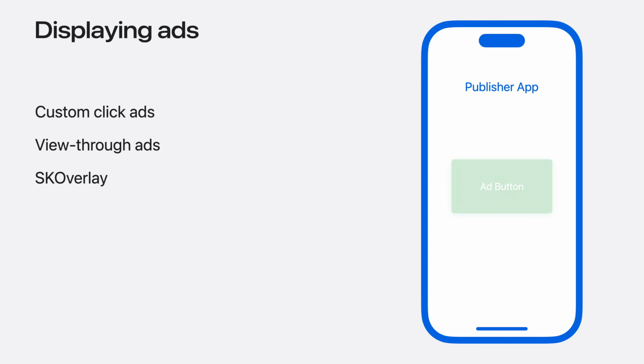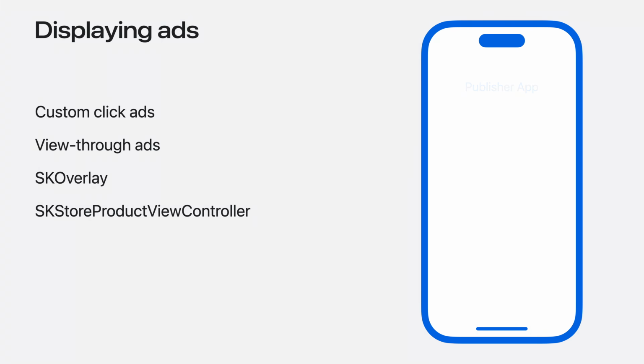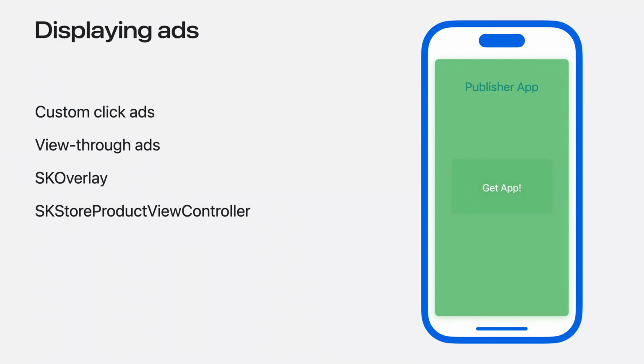Another ad type simply recommends the advertised app. For this, I can use SKOverlay, which shows up as a banner within the context of my app. Or I can use SKStoreProductViewController, which is more of a full-screen presentation model, still within the context of the app. Both SKOverlay and SKStoreProductViewController share the iOS design language and are extremely easy to adopt and plug in to my app. Here is how to implement a custom click ad.